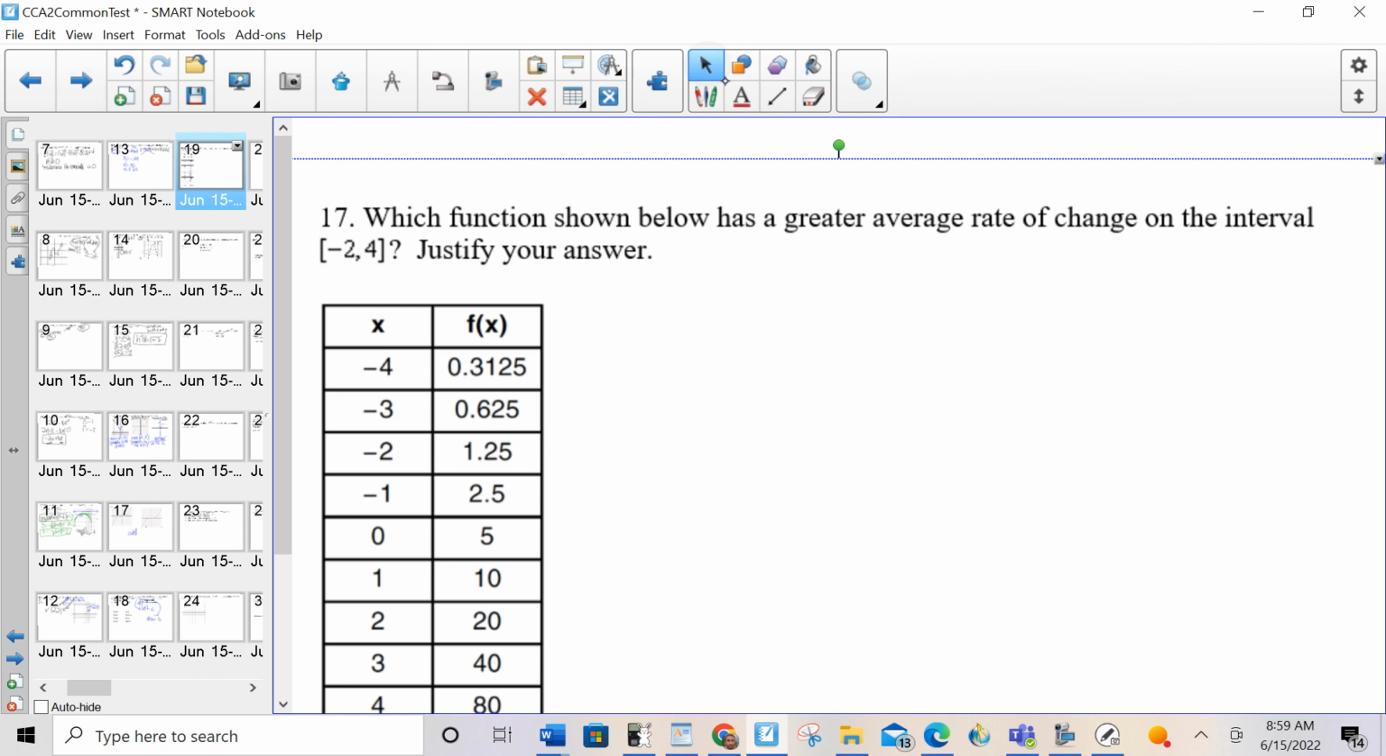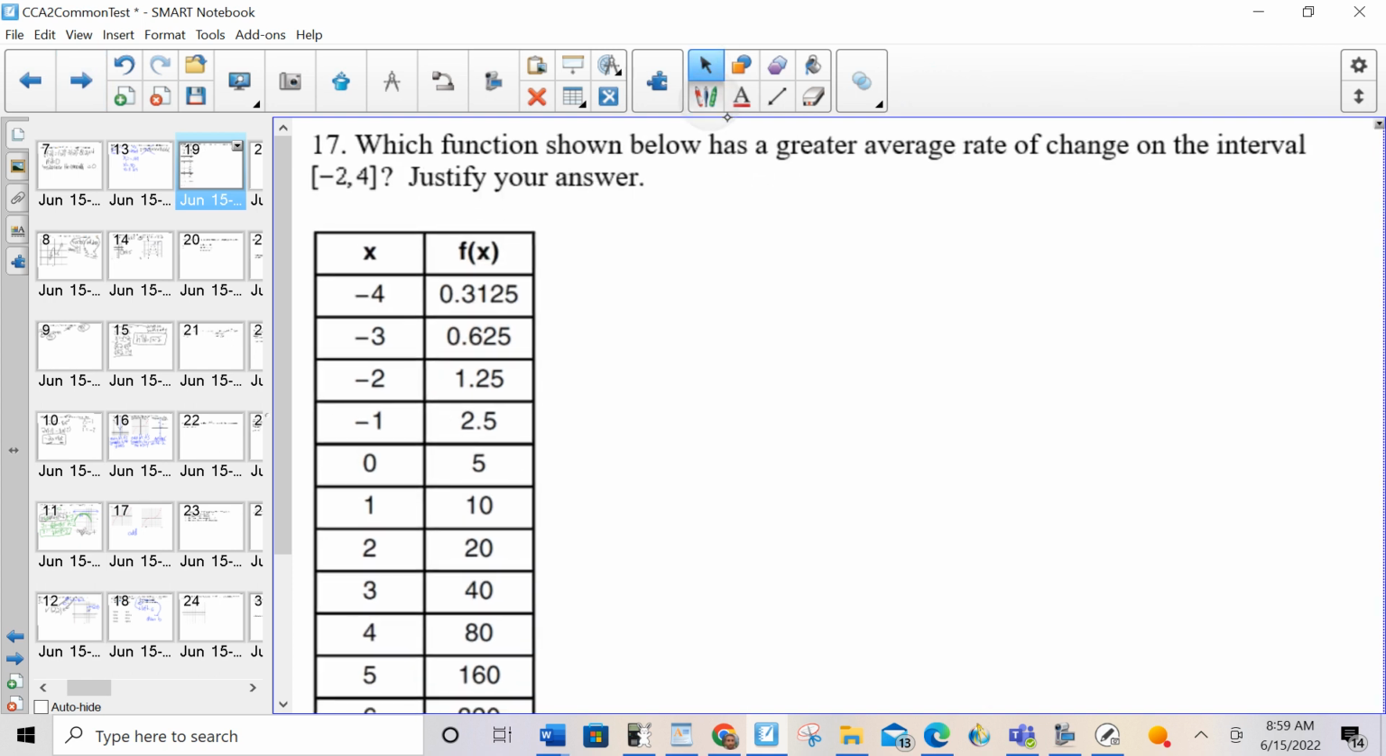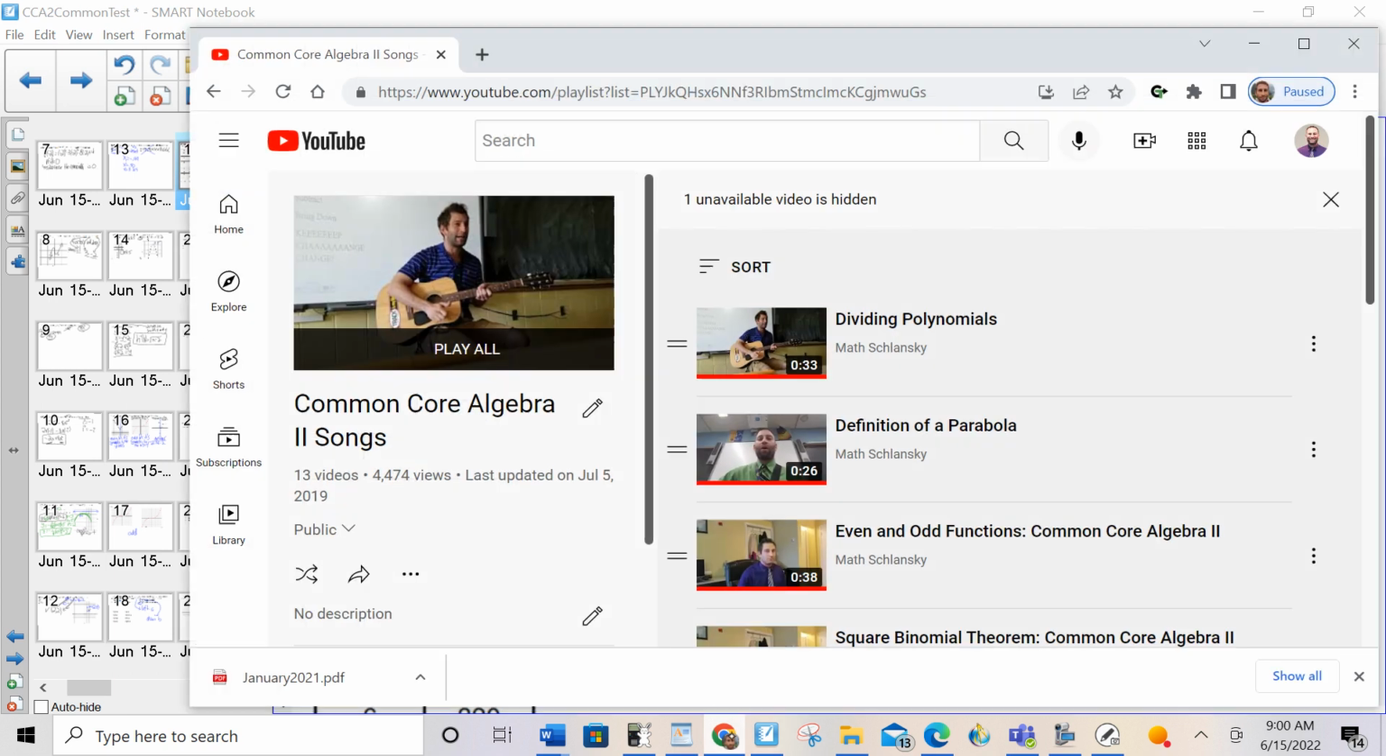Which function below has a greater average rate of change? Average rate of change. I think this is time for our first song. This is an easy question. You're definitely going to see average rate of change. Might be a table. Probably will be an equation, an ugly looking equation. Could be a graph. Average rate of change.